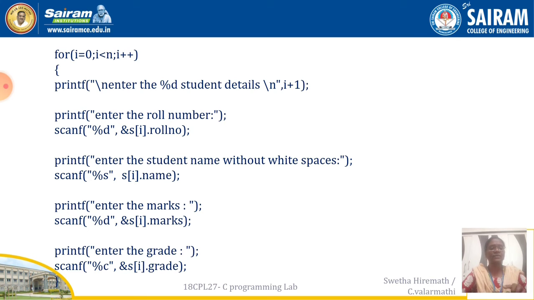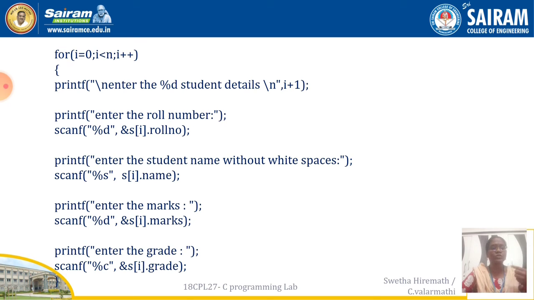So for i equal to 0, because we know array locations always start from 0, i less than n, i plus plus. Then, coming to how we can enter the data one by one: enter first student's data, enter second student's data, and so on; it will go on executing. For each member I have a pair of statements. For example, printf enter roll number and scanf roll number. Likewise, for each member I have a different pair of 2 statements.